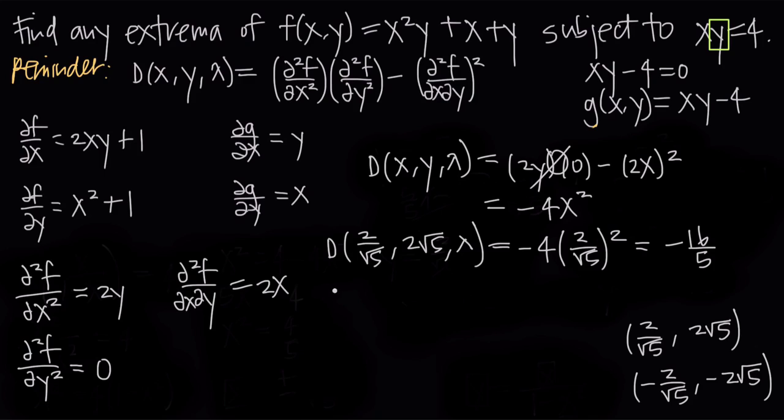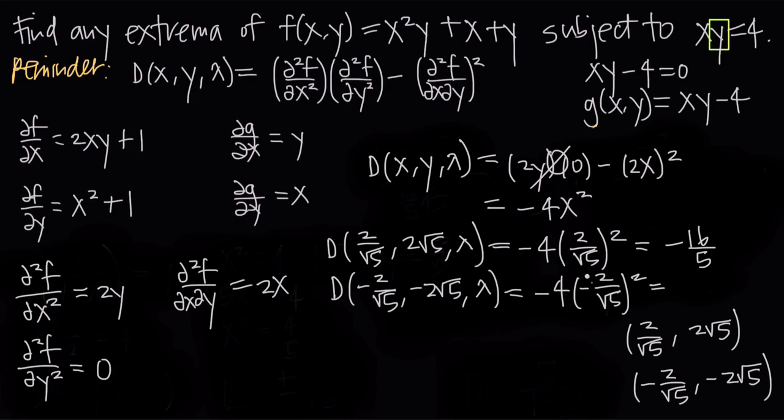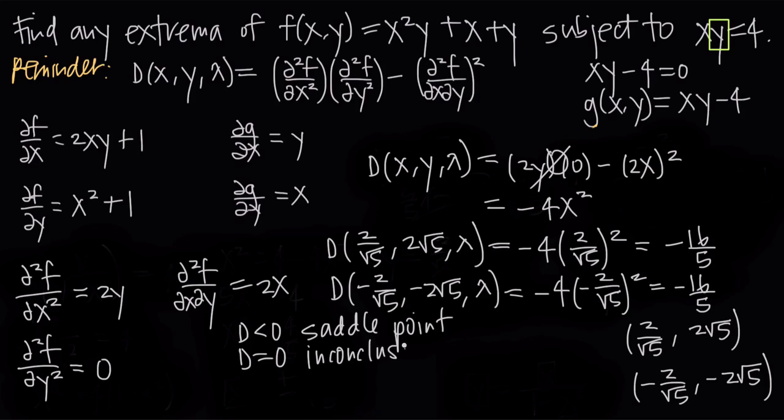If we do the same thing with the second critical point, so we'll say D of negative 2 over root 5, negative 2 root 5, and lambda, we're going to get negative 4 times quantity negative 2 over root 5 squared, which is going to give us a positive 4 over 5 again times a negative 4, so again negative 16 over 5. Now what the second derivative test tells us is that if D is less than 0, if D is negative, then the critical point at which we evaluated D represents a saddle point of the function. On the other hand, if D is equal to 0, the second derivative test is inconclusive.